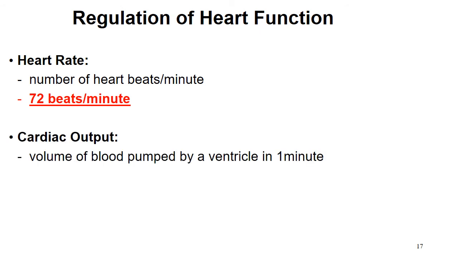Cardiac output is the volume of blood pumped by a ventricle in 1 minute. This is about 5 liters of blood pumped per minute. You should recall that the average person has 5 liters of blood. So in 1 minute, pretty much all of your blood has been pumped throughout your body.